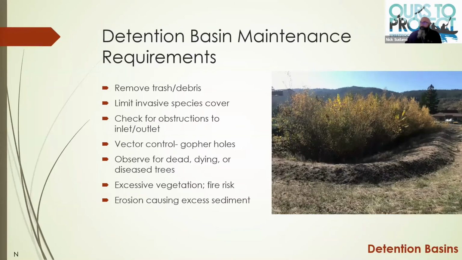So again, the things we're looking for in the detention basin in particular are trash and debris. We don't want to see invasive species. We want the inlets and outlets cleared of any obstructions. Watch out for gopher holes. Those might need to be addressed because ultimately you might be impacting the way that these features are engineered and designed to function. You look for dead or dying or diseased vegetation, and address the fire risks associated with that as well.